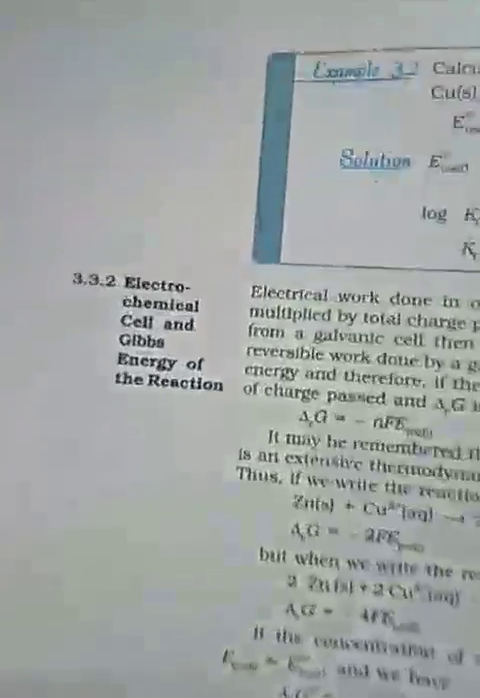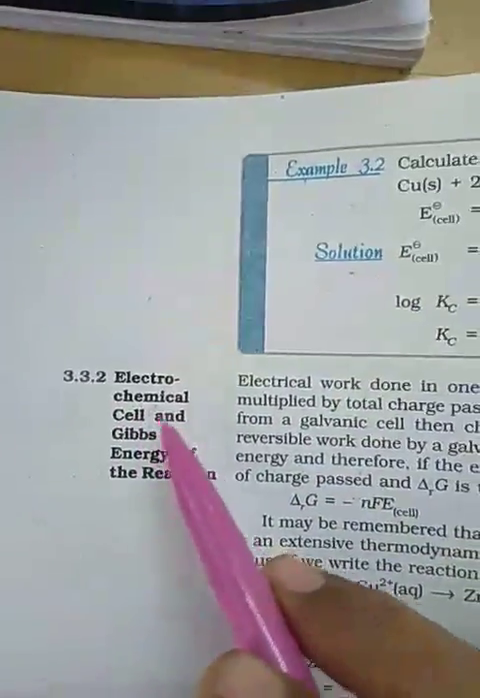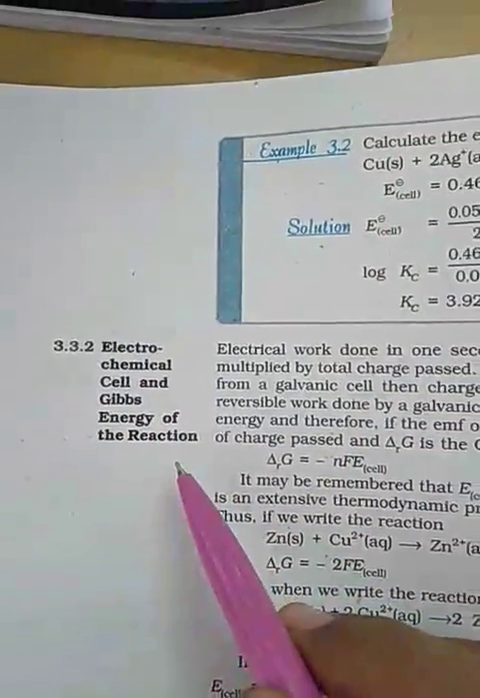Good morning, 12th students. Our next topic for lesson number 3, electrochemistry, part 5, is next topic. After example 3.2, I taught you electrochemical cell and Gibbs energy of the reaction.